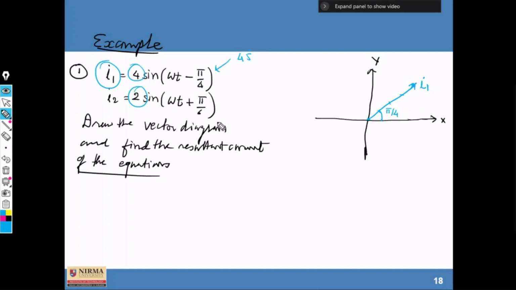No, sir, it's lagging. It will be on the below x-axis, in the fourth quadrant. I hope all of you understood now, because here it is a minus sign. Fine. So this is the wrong I1. The correct I1 is at the bottom side, minus 45 degree. Are you with me, all of you?